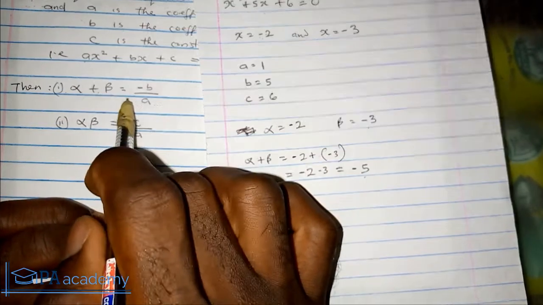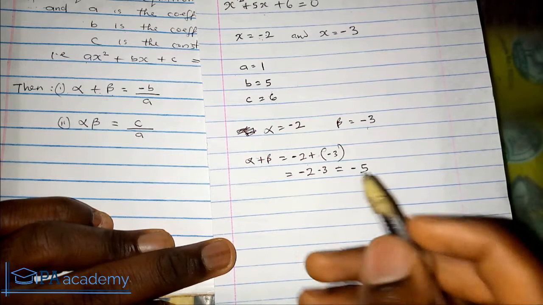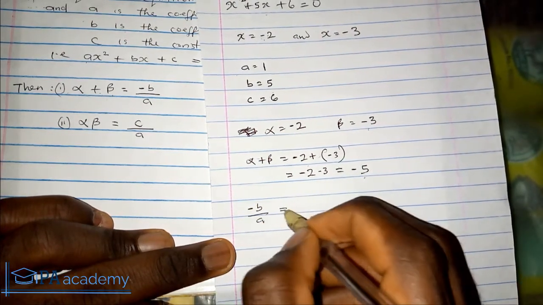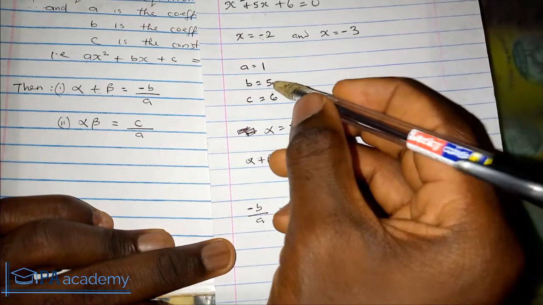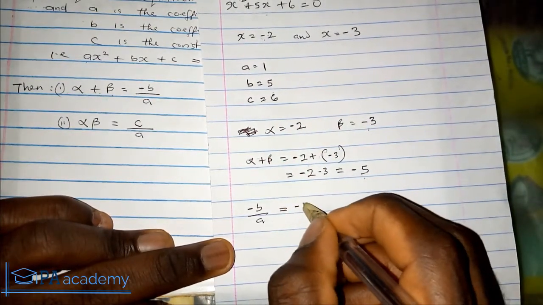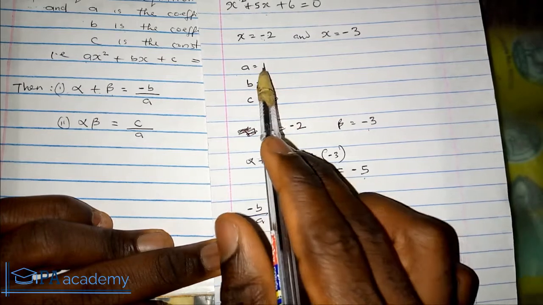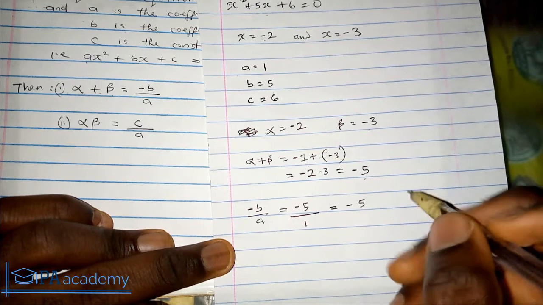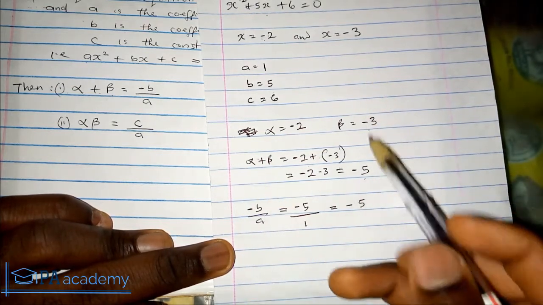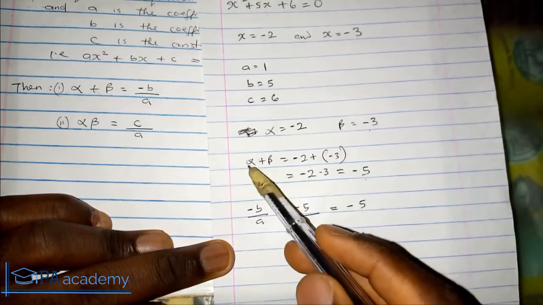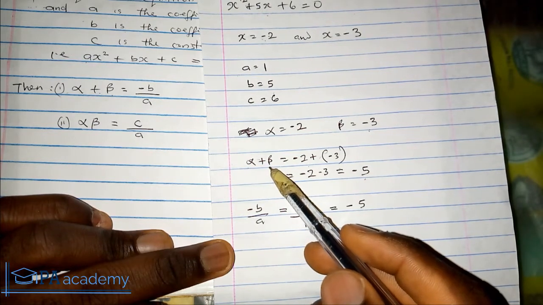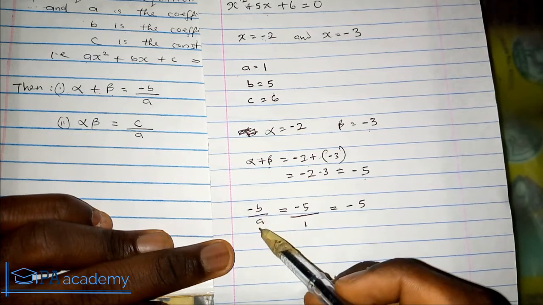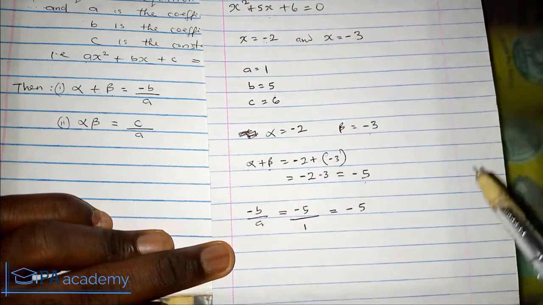So now let's check if it is also the same thing if we have minus b over a. The value of our b is 5, so that will be -5 over our a, which is 1, over 1. That is equal to -5. So you can see the relationship between the roots and the quadratic equation itself. Alpha plus beta, the sum of the roots, is the same thing as minus b over a, picking it from the quadratic equation itself.